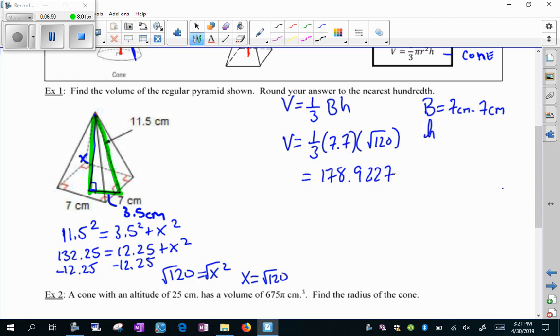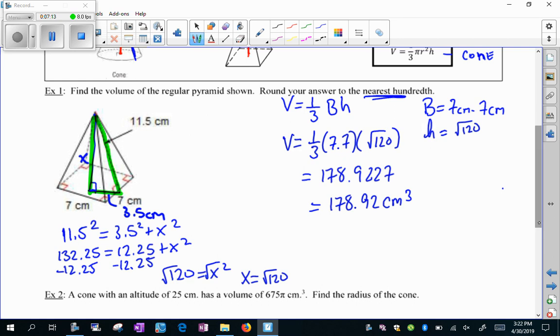178.9227. All right, I have to be careful. I need the nearest 100th. So that's the second decimal place. So my answer is going to be 178.92, and that's centimeters cubed. And I can fill in here that my height was the square root of 120.